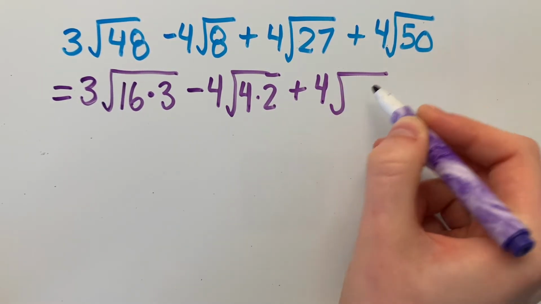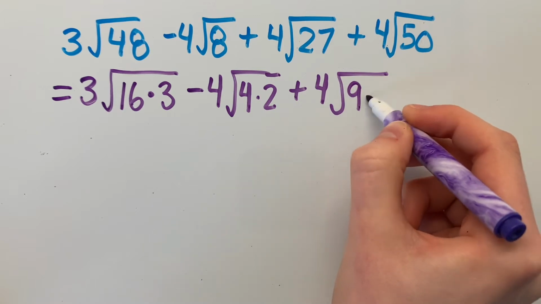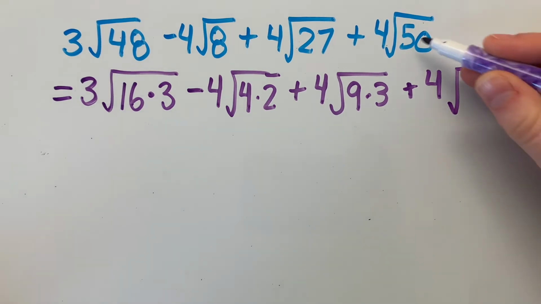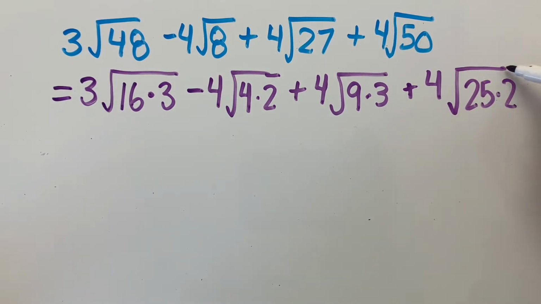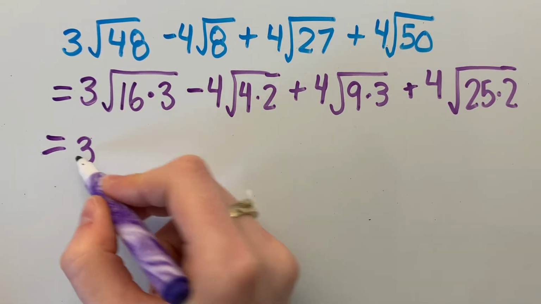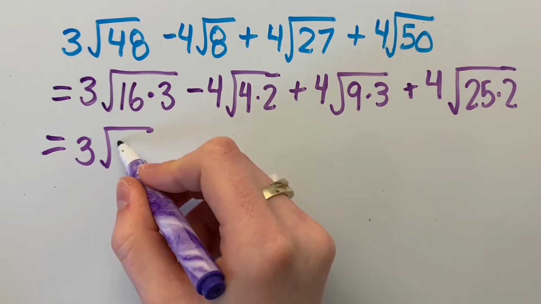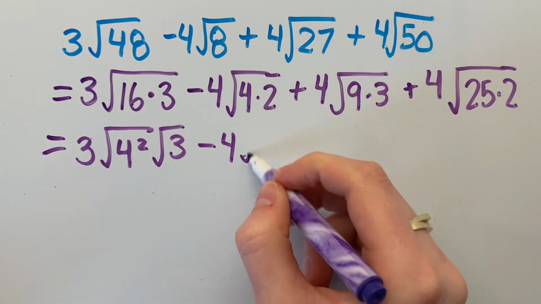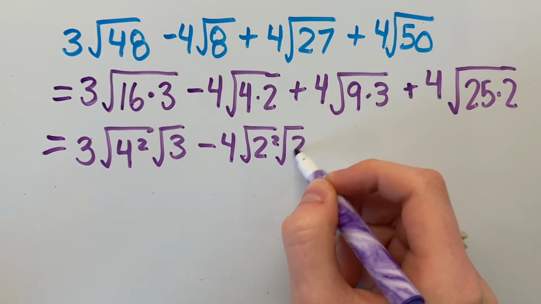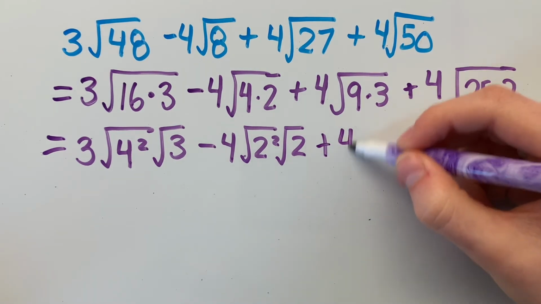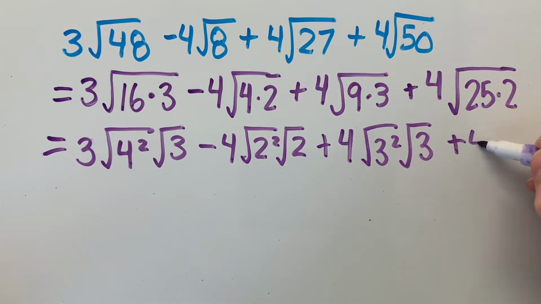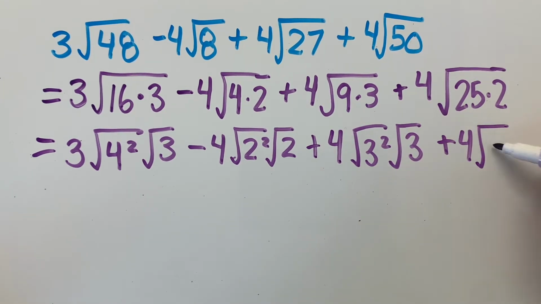plus 4 times, well, 27 is 9 times 3, plus 4, and 50 is 25 times 2. So 16, 4, 9, and 25 are all perfect squares. So I can rewrite them, so 16 is the same as 4 squared, and 4 is the same as 2 squared. 9 is 3 squared. And this is why I picked these numbers. And 25 is 5 squared.